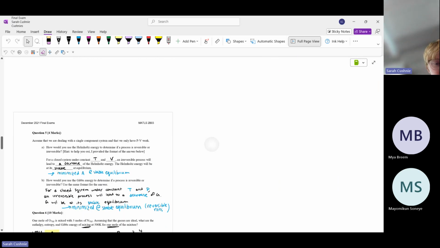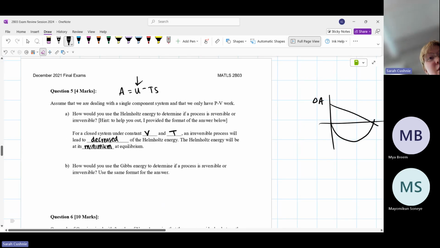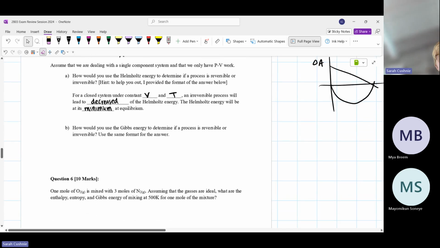I'm just going to make sure I didn't totally goof. Oh, it's temperature and volume. I goofed this up. Temperature and volume, not pressure. So typically an irreversible process will occur at a constant temperature.